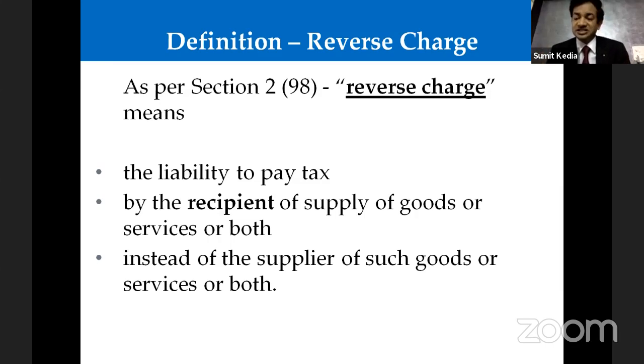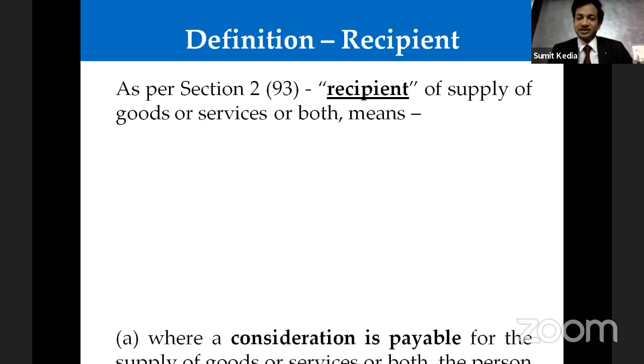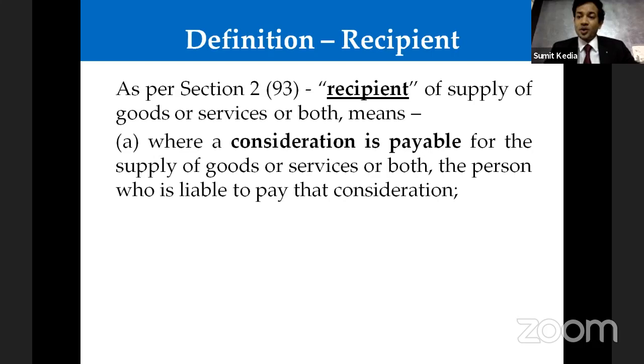Now, who is a recipient? This is also defined in the GST law. Section 2(93) defines who is a recipient. Because we discussed that in case of reverse charge, the liability to pay will be of the recipient, we need to understand who that recipient is. Section 2(93) says that where a consideration is payable for the supply of goods or services or both, the person who is liable to pay that consideration is the recipient.